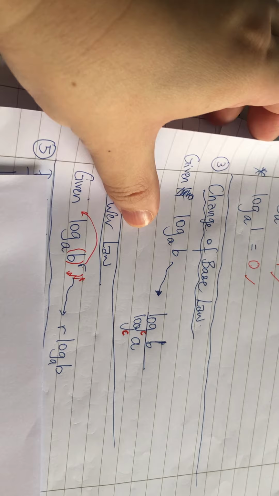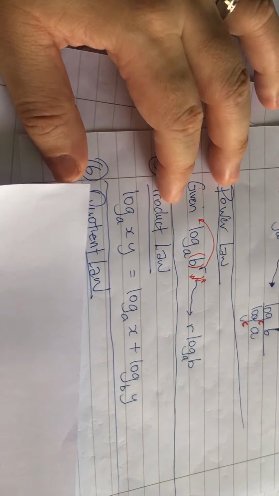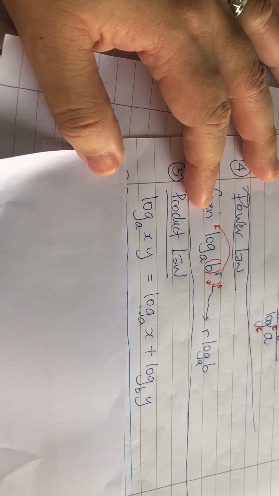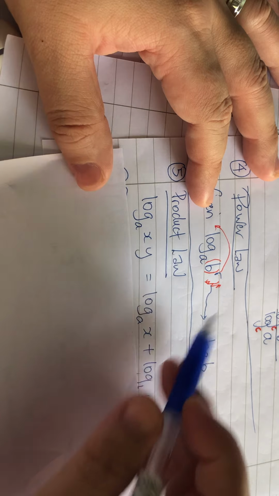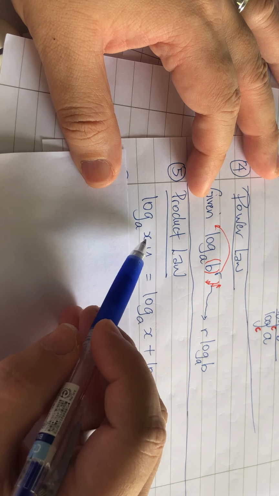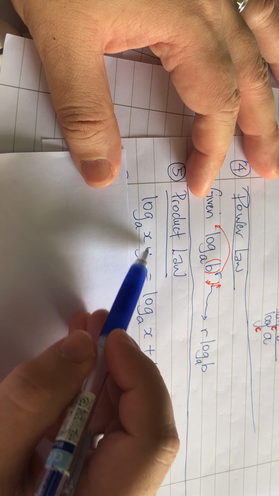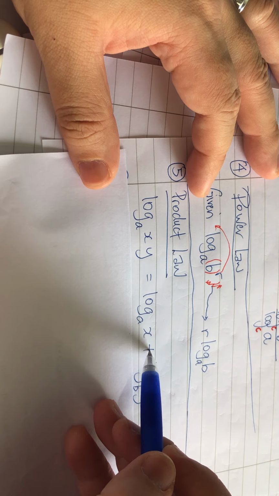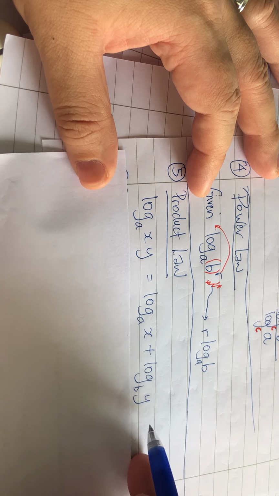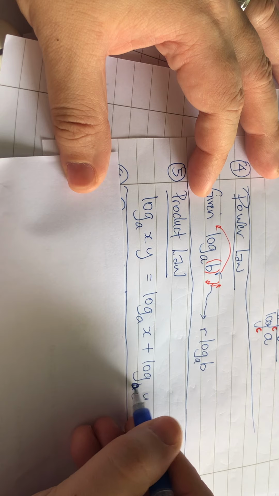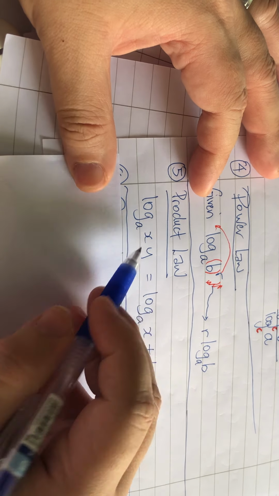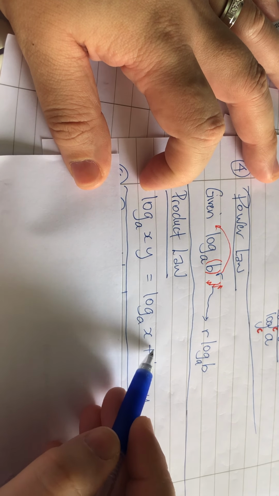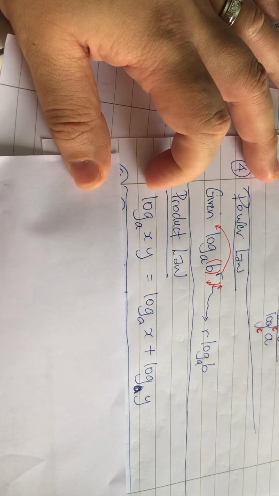Now, the last two that we're learning are what we call the product law and the quotient law. Product means times. So if you have log of x times y, that means the argument has something times something. This is actually equivalent to log of x plus log of y. Oh sorry, I wrote wrongly, it is base a. So if your argument is being multiplied together, xy, when you split up the log, it's actually addition. I'm going to prove it to you.